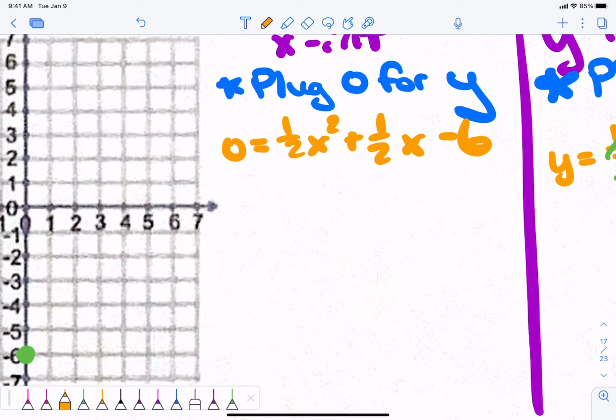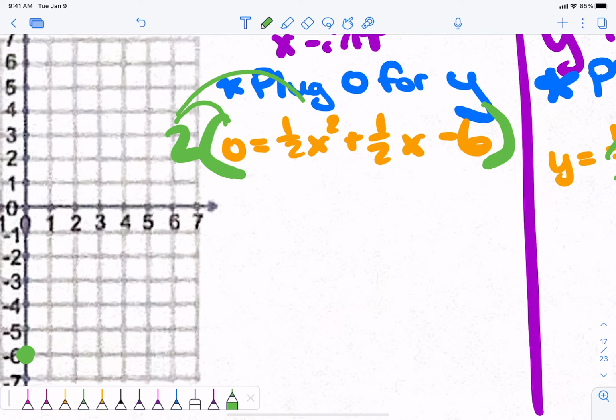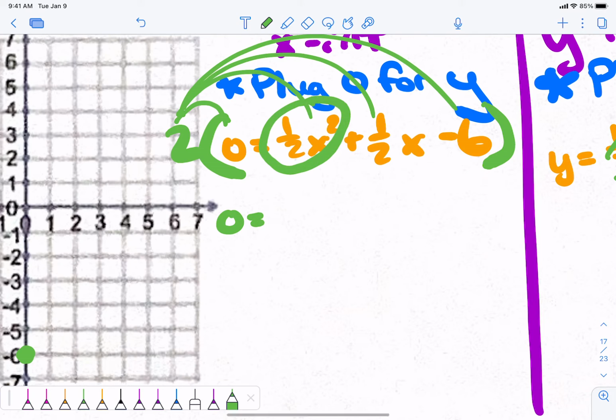What do we do first? We hate what? Fractions. We hate fractions. Let's multiply everything by 2 and get rid of those fractions, okay? So 2 times 0, 2 times this, 2 times this, 2 times this, right? What's 2 times 0? 0. What's 2 times 1/2 x squared? Just 1x squared, or I'm just going to put x squared instead of putting the 1 in front. What's 2 times 1/2 x? 1x, or just x. And what's 2 times -6? -12.